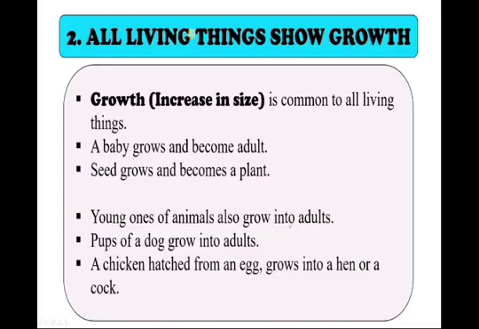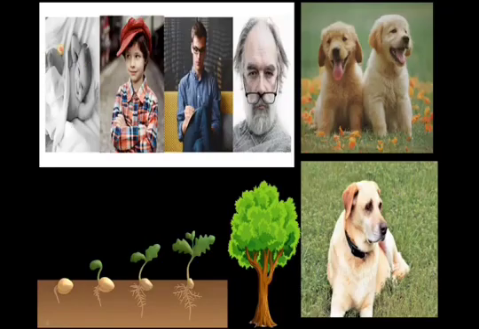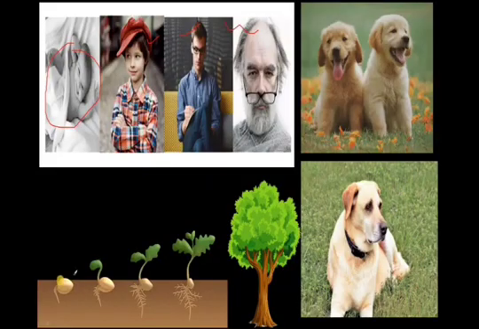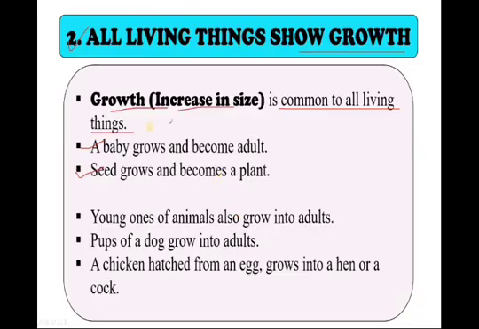All are living, and even a living organism should grow. The second point: all living things show growth. It is common to all living things. A baby grows and becomes an adult. Growth means your size increases. Look here, a baby's size increases, and finally he reaches adulthood. A seed grows and becomes a tree. Look here, a small seed is growing and finally it becomes a tree.